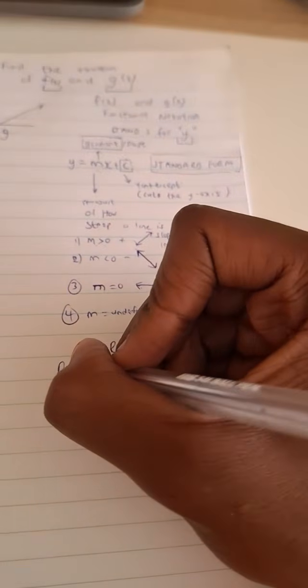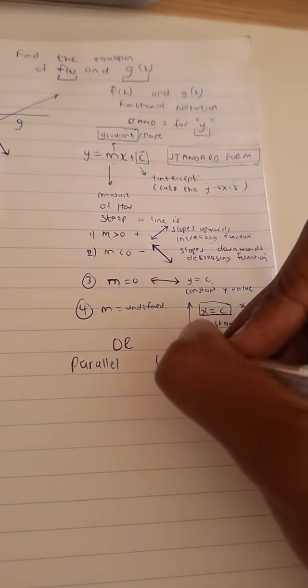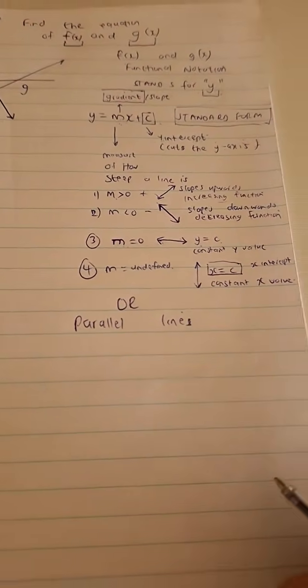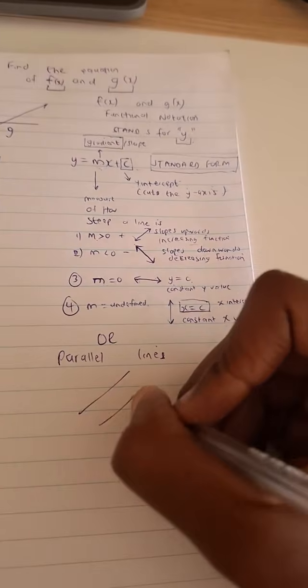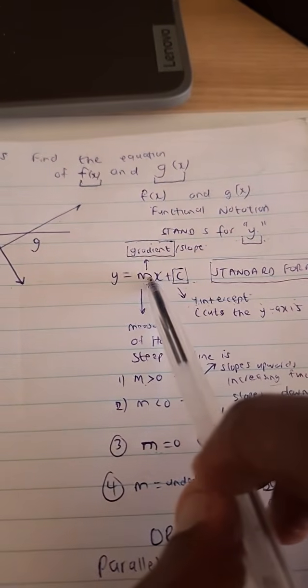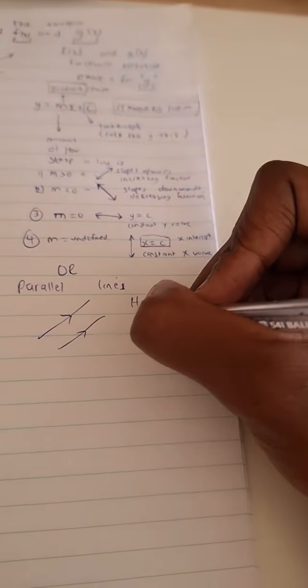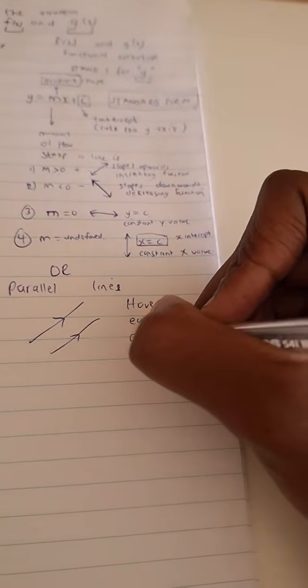Furthermore, let's check what the situation is when we have parallel lines. If we have two parallel lines, what we have learned about parallel lines when it comes to the equation of a straight line is that parallel lines have equal gradients.